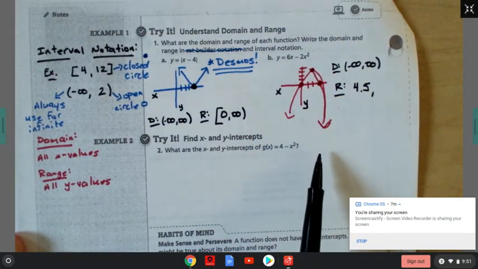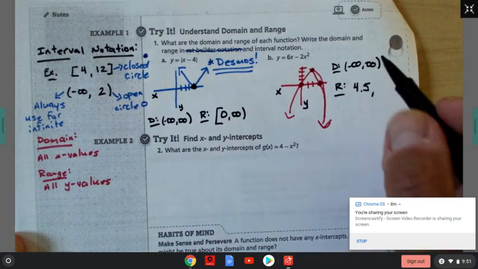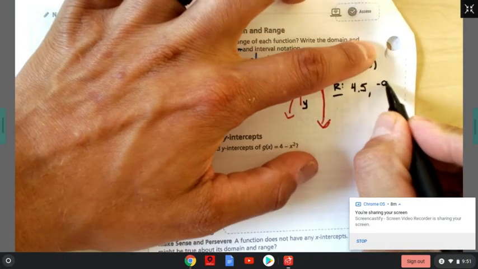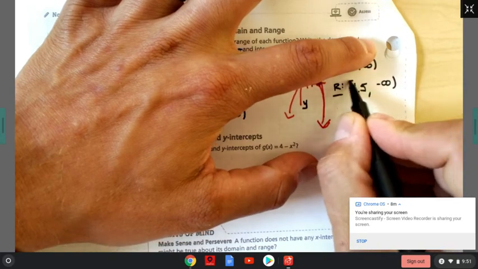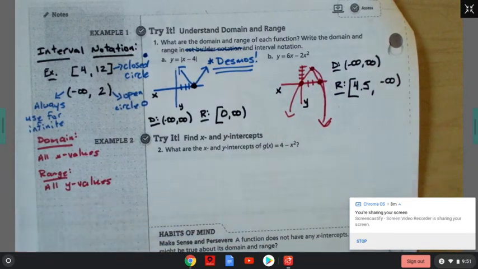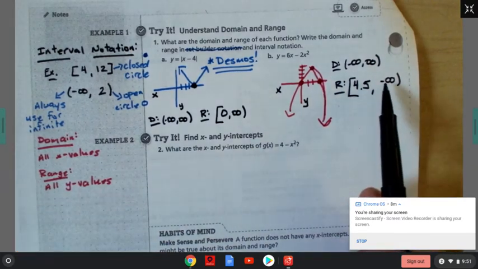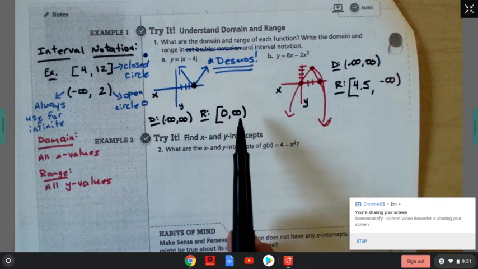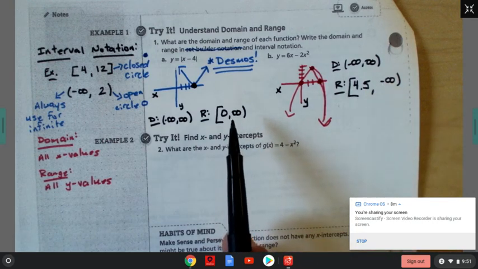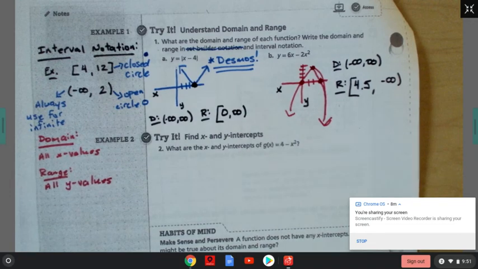It just keeps going down, never ever stops. So from 4.5 to negative infinity, because we are going down. Since we go down, that's negative infinity. This one was going up, so it was positive infinity. Okay, so it's negative infinity if it goes down on the range, positive infinity if it goes up. All right? So that is domain and range, and that is an introduction into interval notation.